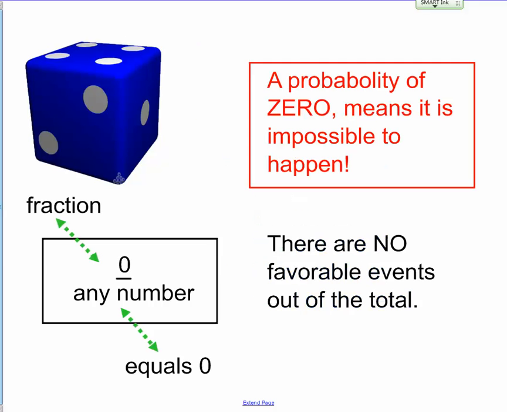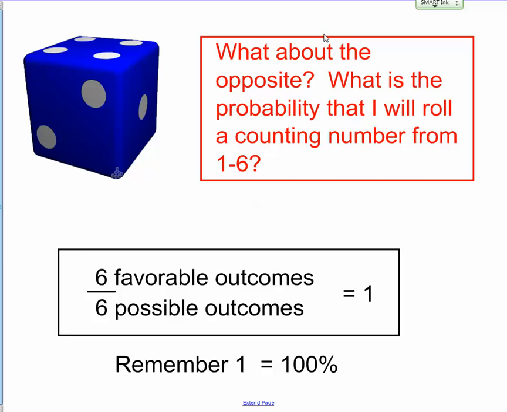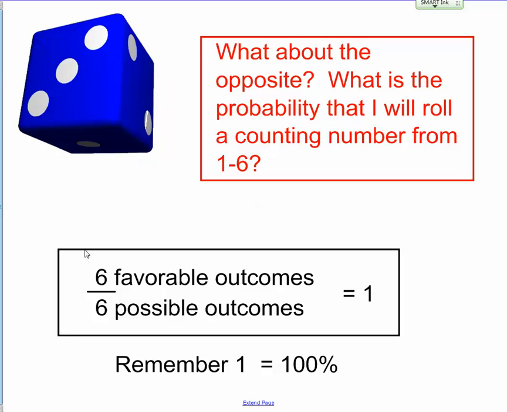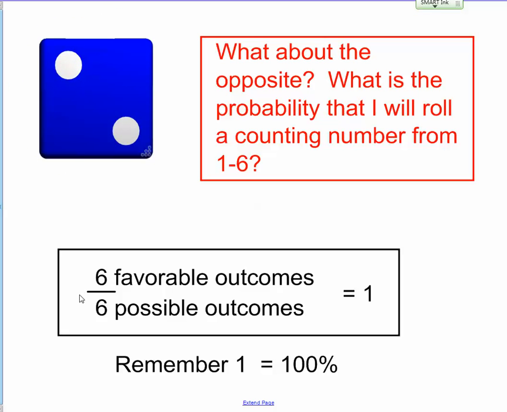All right, and then what about the opposite? What's the probability that I'll roll a counting number from 1 to 6? Well, every single number on this die is a counting number from 1 to 6. So I have 6 favorable outcomes out of 6 possible outcomes, 6 divided by 6 is 1. And remember, 1 is the same as 100%.